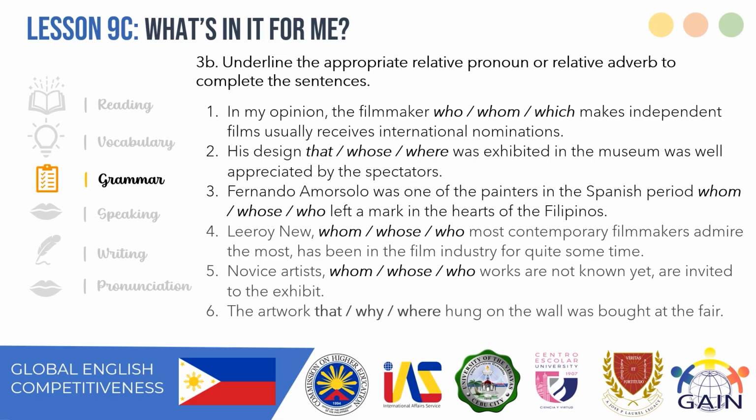Let's practice some more. Underline the appropriate relative pronoun or relative adverb to complete the following sentences. For example, in number 1, in my opinion, the filmmaker who makes independent films usually receives international nominations. We use the relative pronoun who to refer back to the filmmaker. Now pause the video and answer items number 2 to 6.